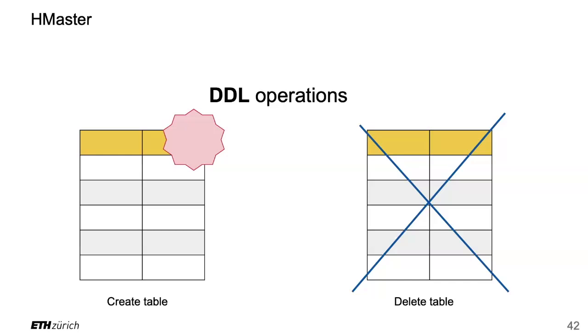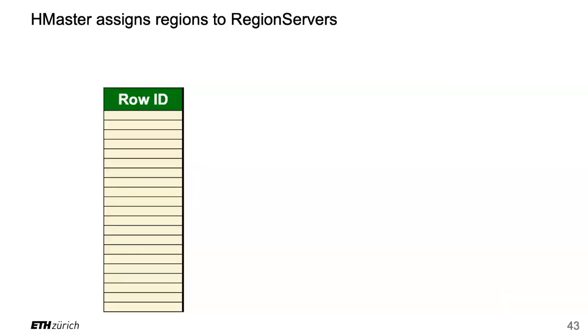DDL means data definition language, as opposed to DML, data manipulation language. So DDL is the high level, and DML is when you actually query or update the data.